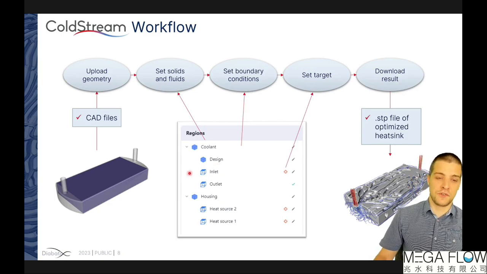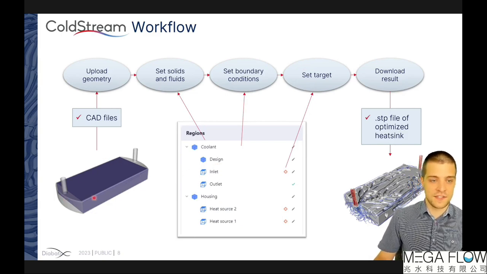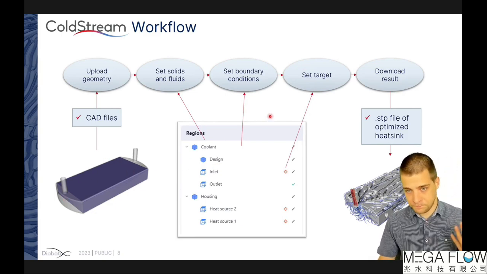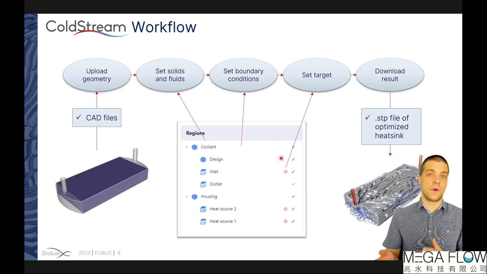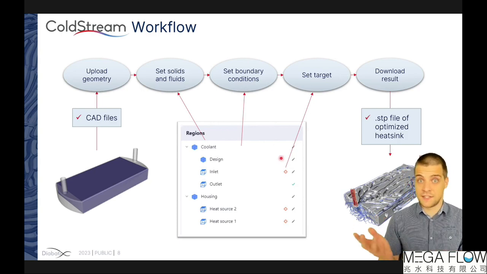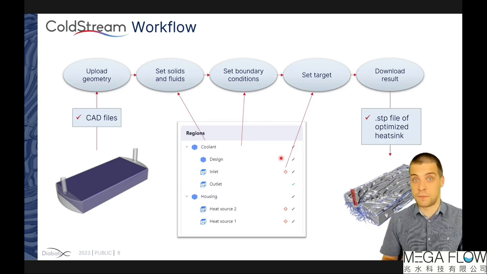As explained a few slides earlier, we already defined the design domain below the heat sources. And then you have to set the targets. The targets let ColdStream know what to optimize for. Maximize heat exchange efficiency, constrain the pressure drop, minimize the weight. What else can you do? We have 20 plus targets that you can mix and match however you see fit.